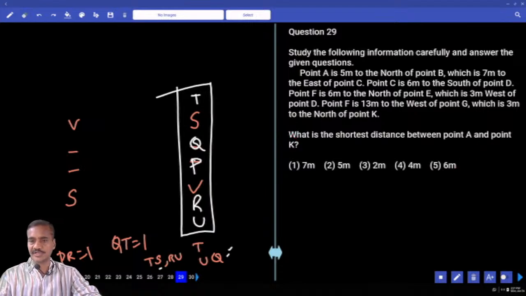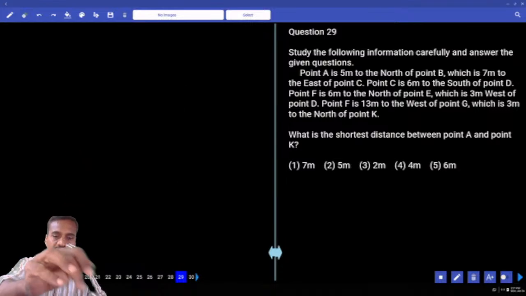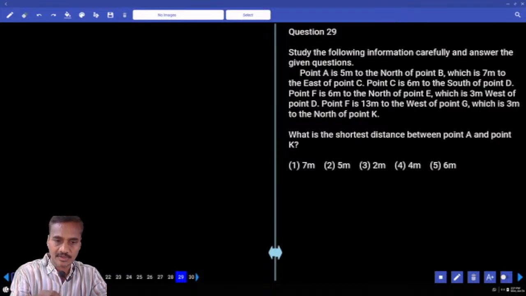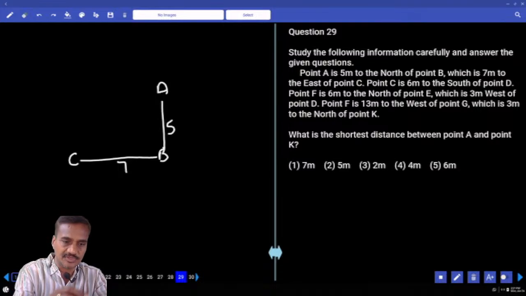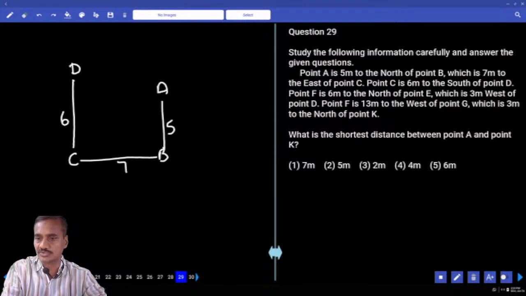Then next one, 29 onwards. Directions. Now in this question number 29, directions, A is 5 meters to the north of B. Now B is here. A is 5 meters to the north of B. The distance between these two is only 5 meters. B is 7 meters to the east of C. And C is 6 meters to the south of D. Now D is here. Now this C is 6 meters to the south of D.